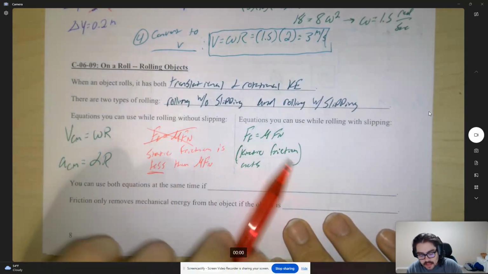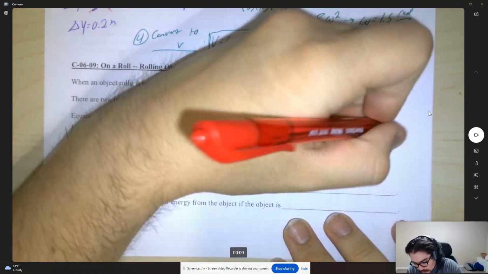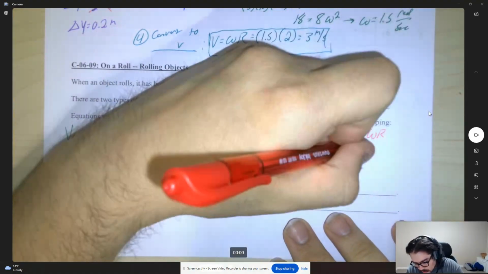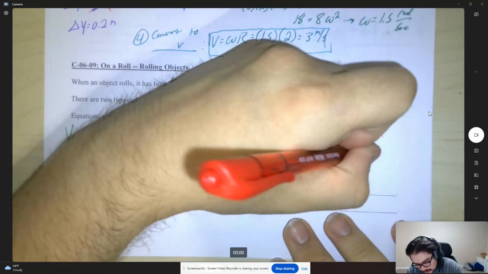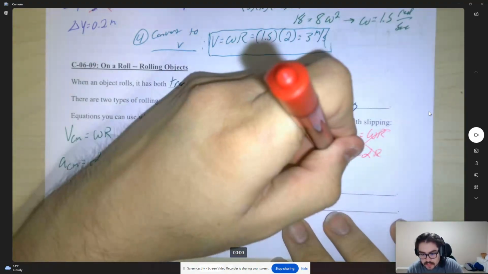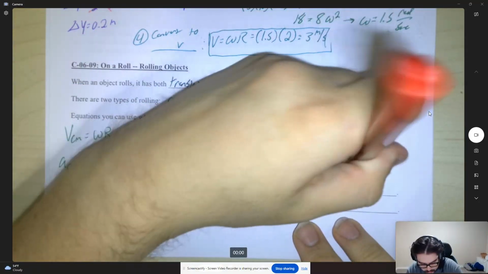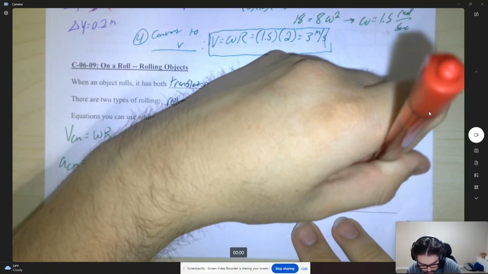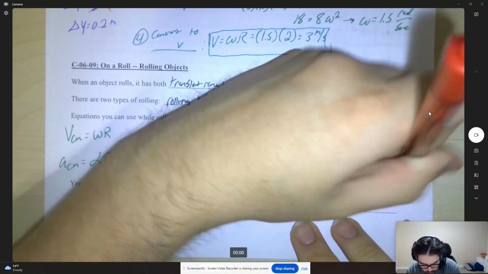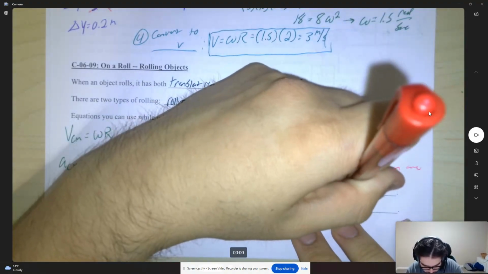We've seen that before. When you are rolling with slipping, you cannot use the other two equations, v sub cm equals omega times r, or a sub cm equals alpha times r. You cannot use either of those two equations because rotation and translation are not synchronized.